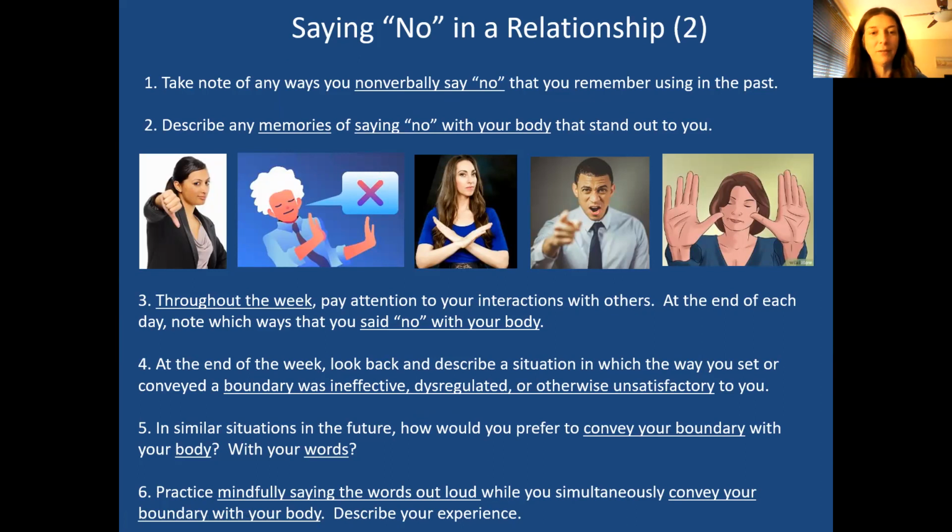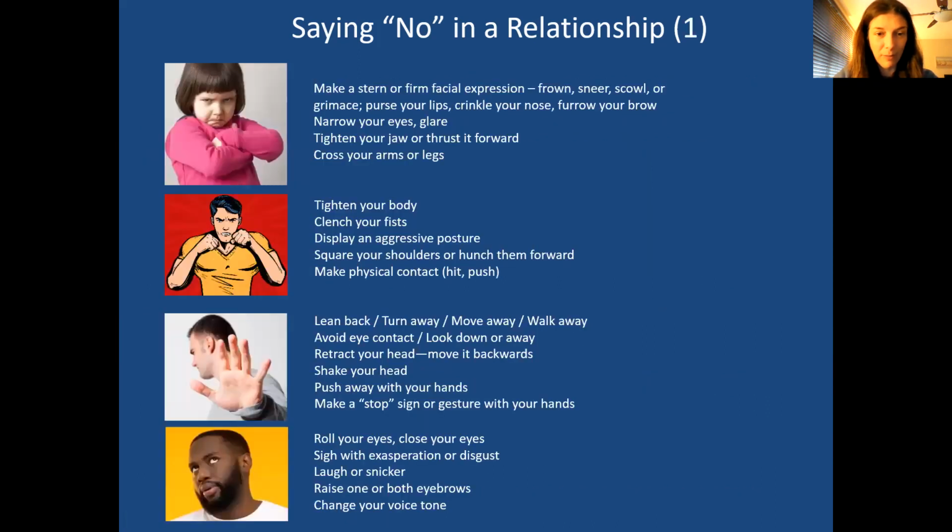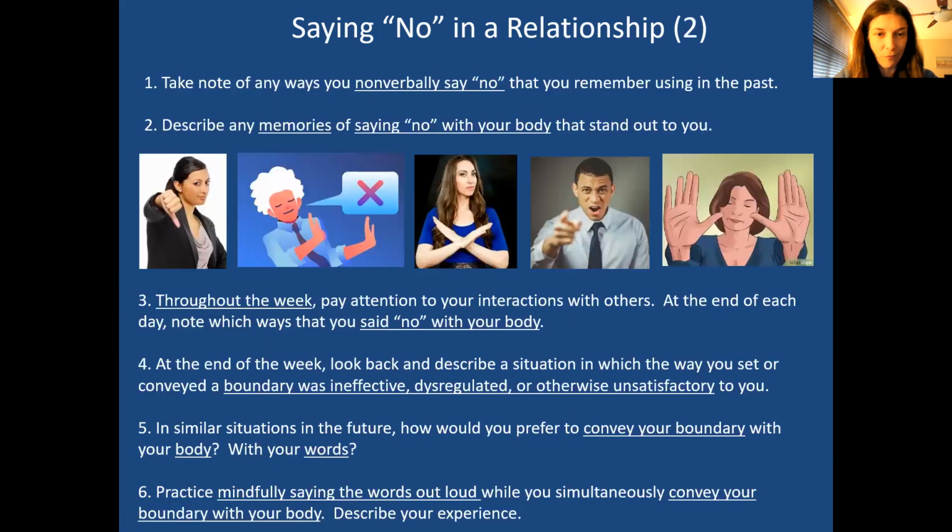Okay, so throughout the week, just kind of make it your personal assignment to notice your interactions with others and kind of highlight and notice which ways you've said no with your body. So if you did have to say no throughout the week in some way or another, even minor things, did your body reinforce your no? And in what way? Okay, so again, going back to this list.